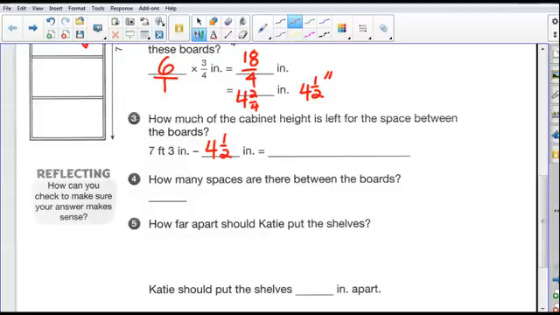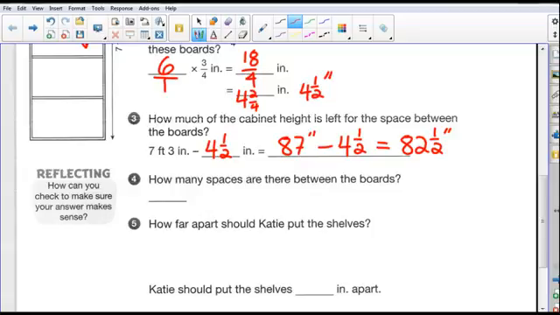We add 3 to that. 84 plus 3 is 87. So we end up with 87 inches. And we want to subtract 4.5 inches. And 87 subtract 4.5 leaves us with 82.5 inches for our spaces.